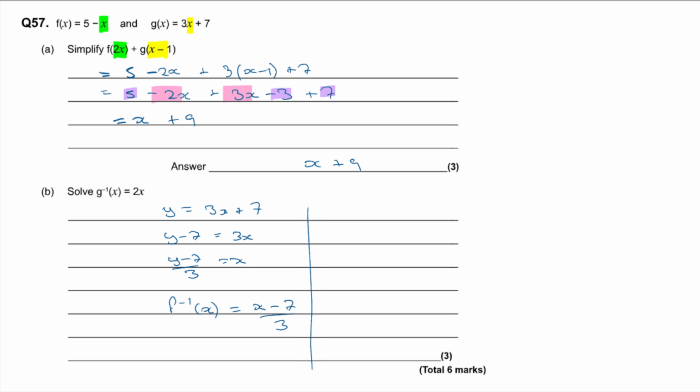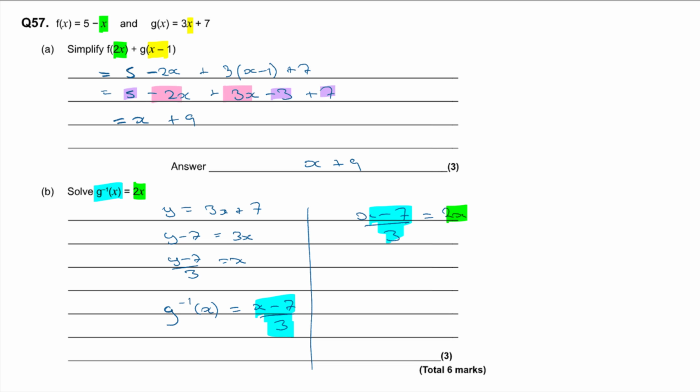Okay, and then we need to solve that. Why did I write f? It's g. Sorry, I wrote f. It should be g, shouldn't it? So then g to the minus 1 of x is equal to that. So if I equate it with 2x, and then see if I can solve that. So I'm going to take g to the minus 1 of x, which is this, and equate it with 2x. So x minus 7 over 3 is equal to 2x. Taking the blue bit and equating it with the green bit.